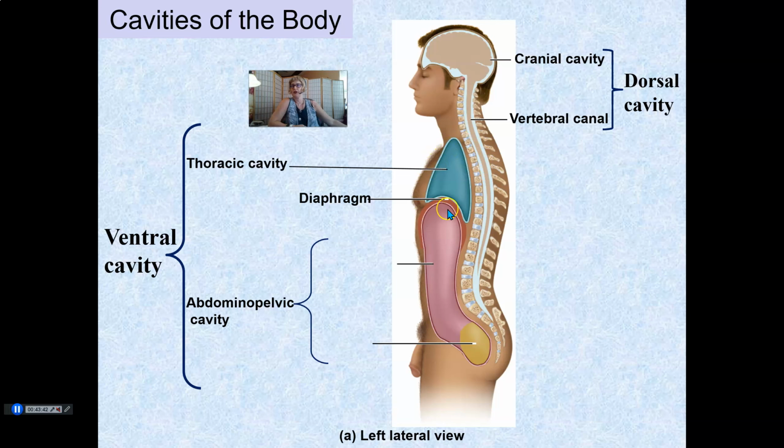Now look at the chest cavity. We call that the thoracic cavity, right? The diaphragm separates the thoracic cavity from the abdominopelvic cavity. We can separate the abdominopelvic cavity into just the abdominal cavity and the pelvic cavity. So that's what you see here, the abdominal cavity and the pelvic cavity.